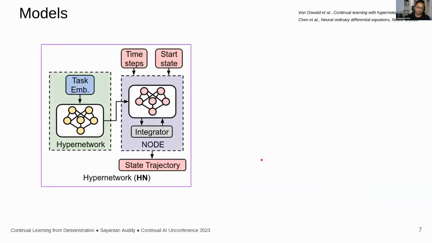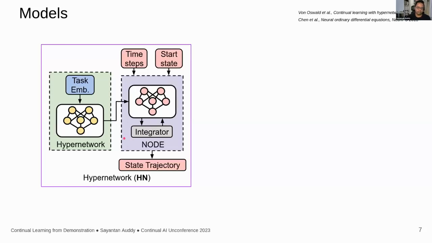And to do this, we propose a couple of hypernetwork-based models. So here we have a hypernetwork that generates the parameters of a neural network known as a neural ODE. So this is a dynamical systems model that you can use to learn the vector fields that I spoke about earlier.